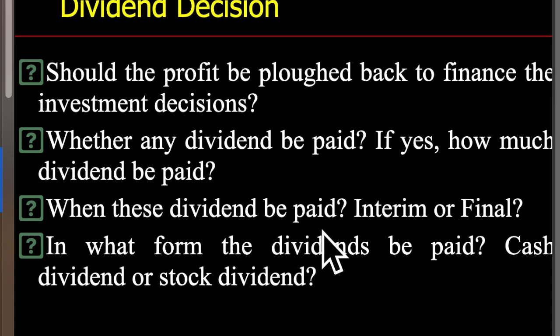How do you want to pay this dividend? In what form should the dividends be paid? Which will bring us to the types of dividend, which is we have cash dividends, stock dividends, and many other types. But here we will focus on cash and stock dividend. So are we going to give cash? Are we going to give stock dividends to our shareholders? These are the decisions the company makes. It is called what? Dividend decision.